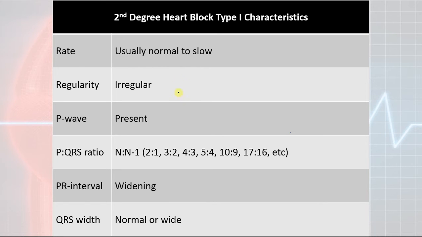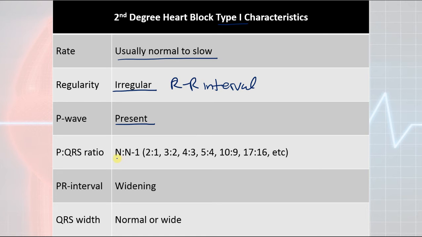In the characteristics of a type 1, the rate is usually slow or normal. It's usually not a sinus tachycardia, but it can happen. When we talk about irregularity, it's the R to R interval, which is irregular. The P to P interval is perfect. The R to R, though, is going to be irregular. P waves are going to be present, but they're not going to be all married. Some of the P waves are not going to be causing QRS complexes.